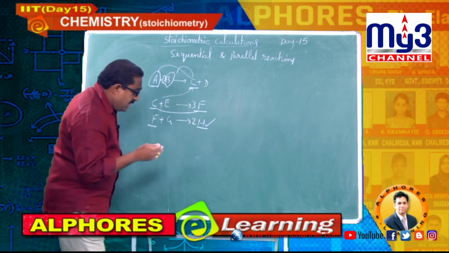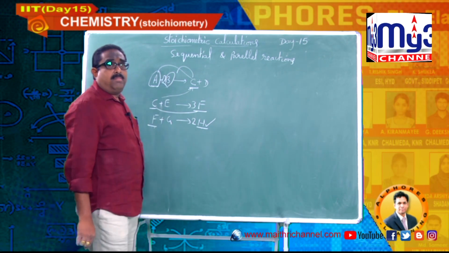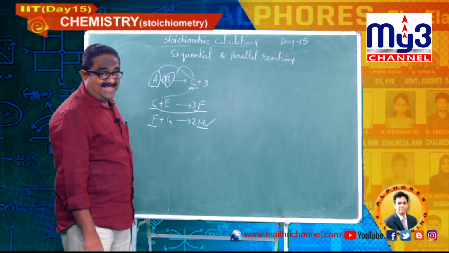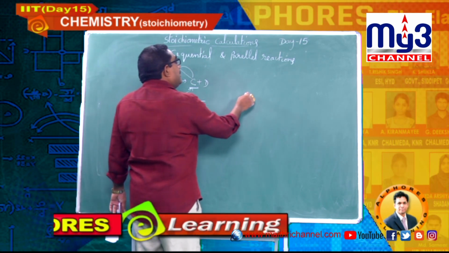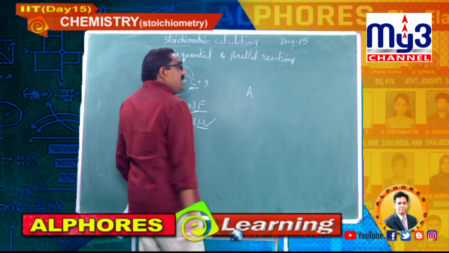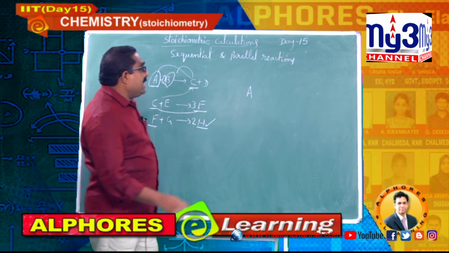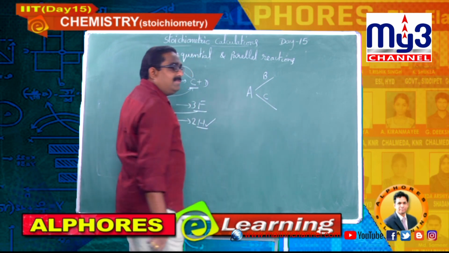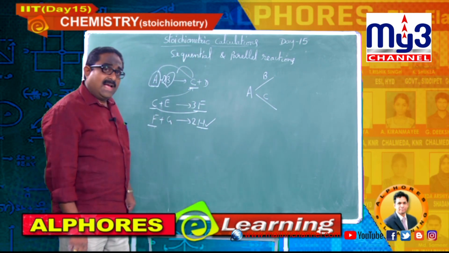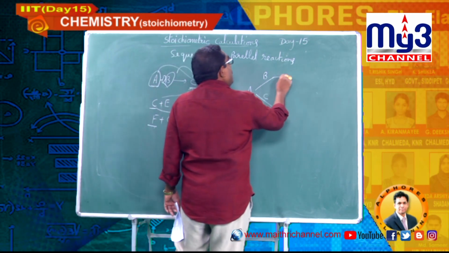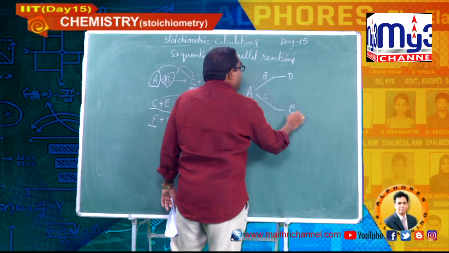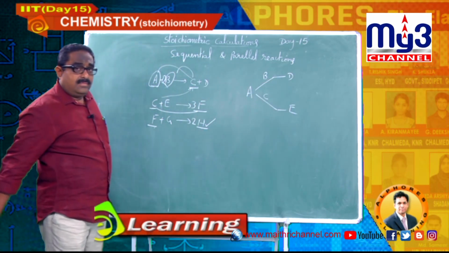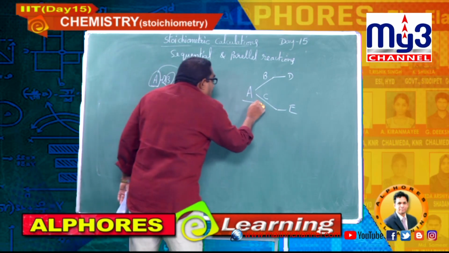Okay, students. Now, another type, parallel reactions. Parallel reactions means, say for example, if a chemical A is there, it can react at a time with B and as well as C, to form products D and, say, E at a time, for a given amount of A.